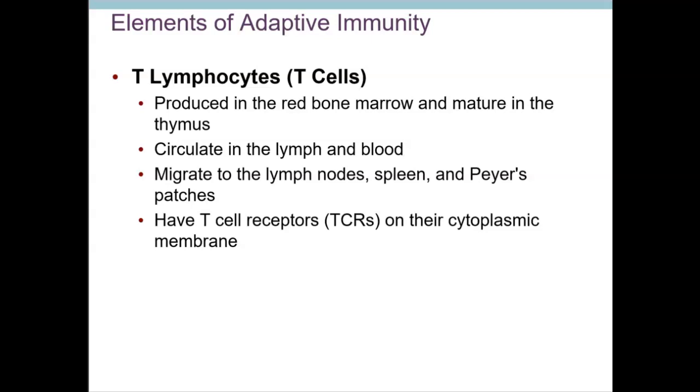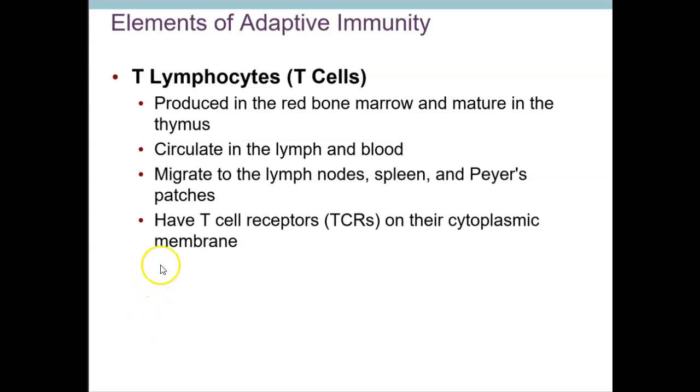They circulate in the lymph and in the blood. They often migrate into lymph nodes or the spleen. They'll hang out in Peyer's patches, which are little lymphatic areas in the mesentery of the intestines.